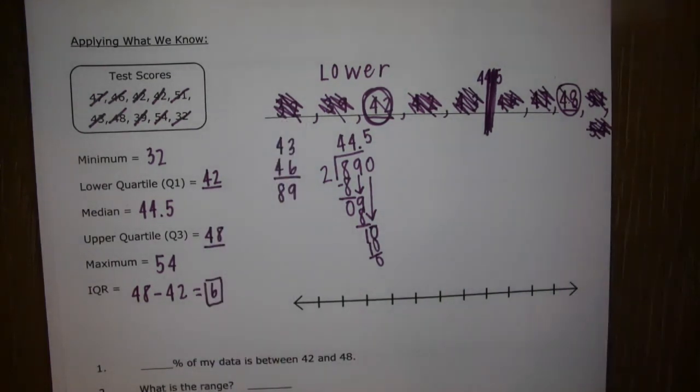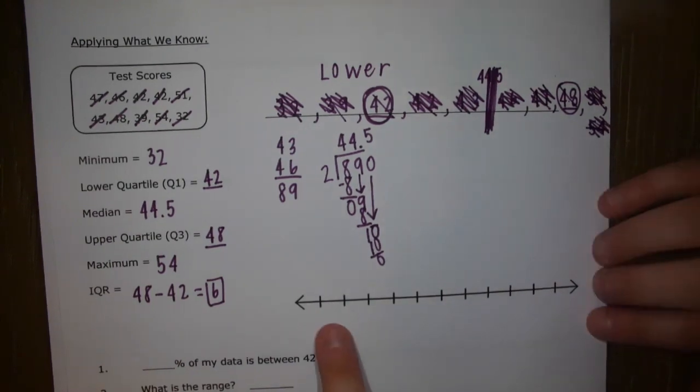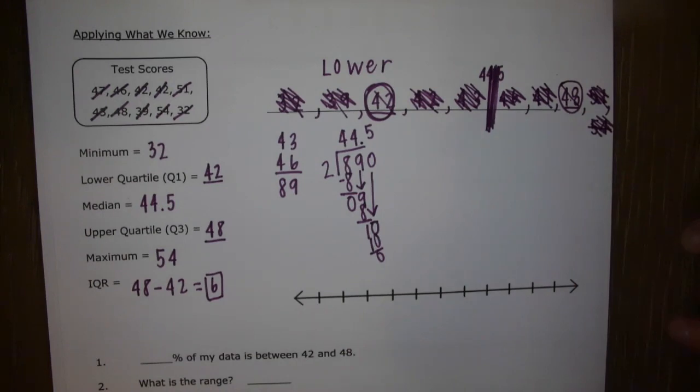My highest number was 54. That's definitely a lot of ground to cover. So I'm going to think about a scale that I can use here. And I think I'm just going to count by 2s.